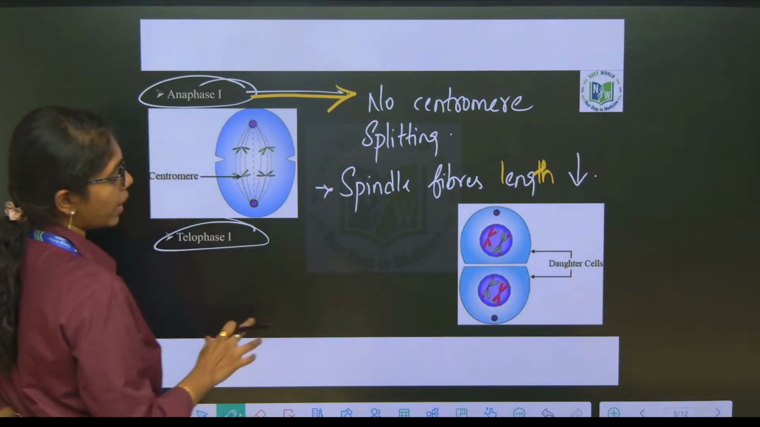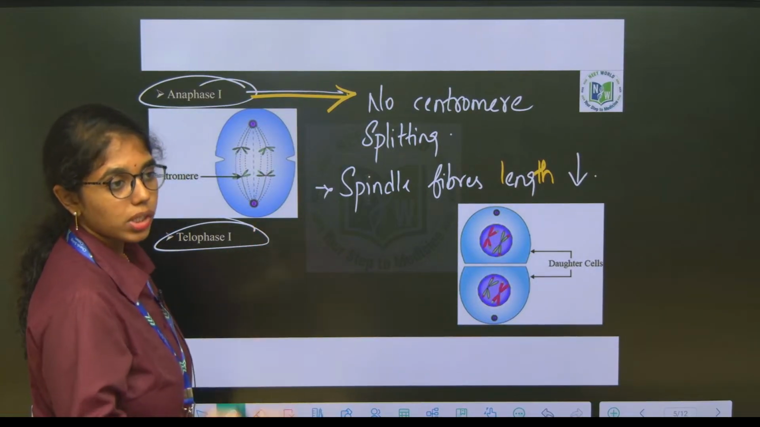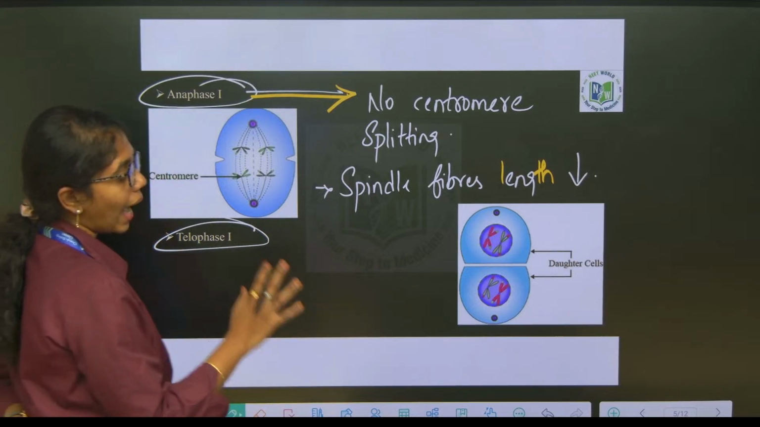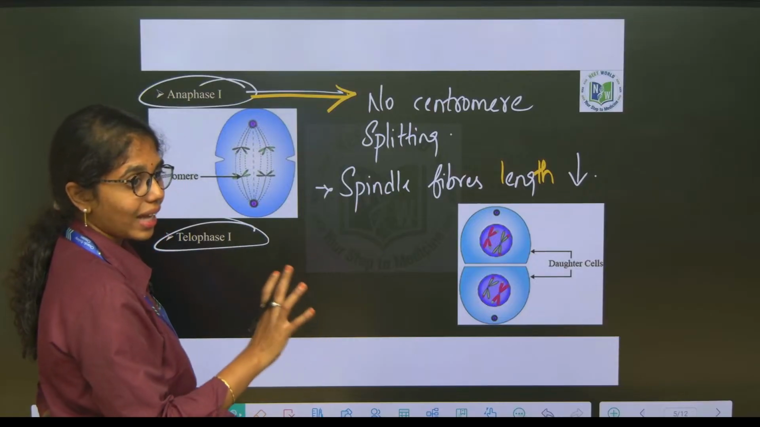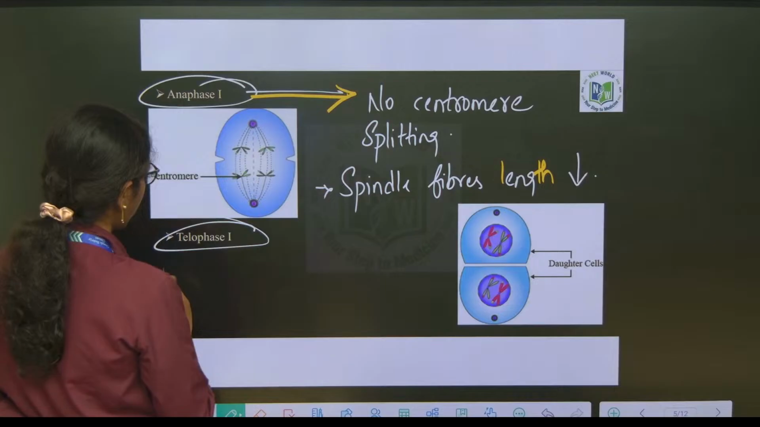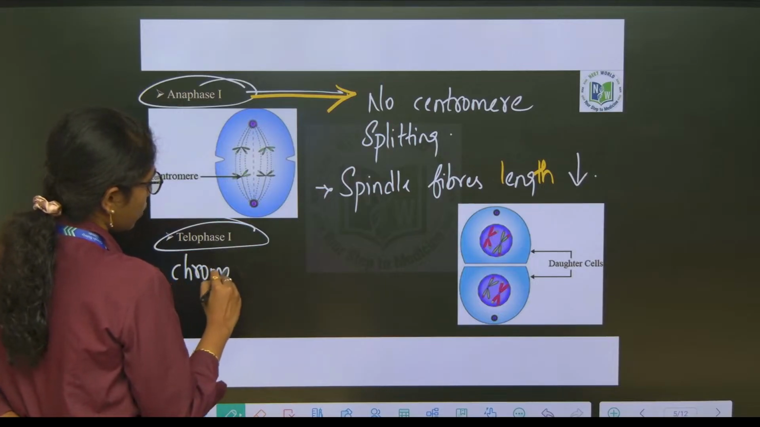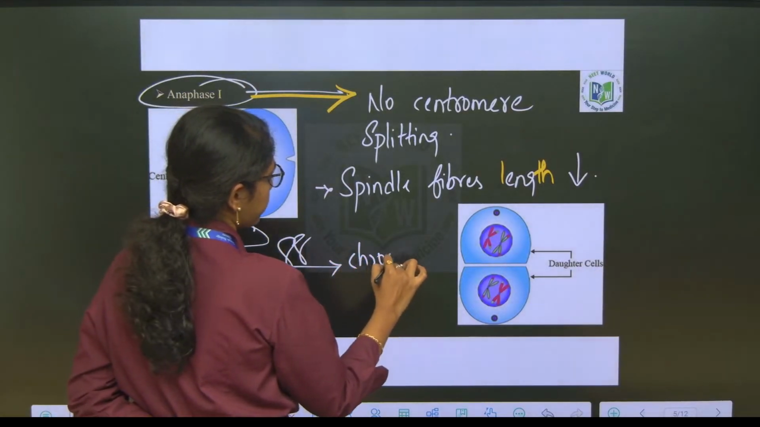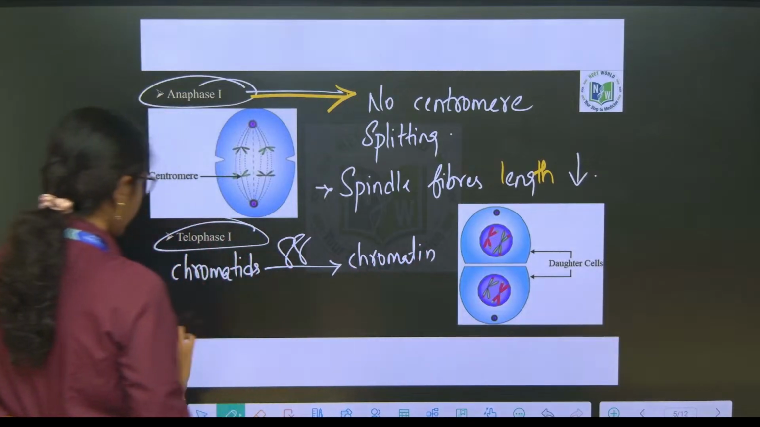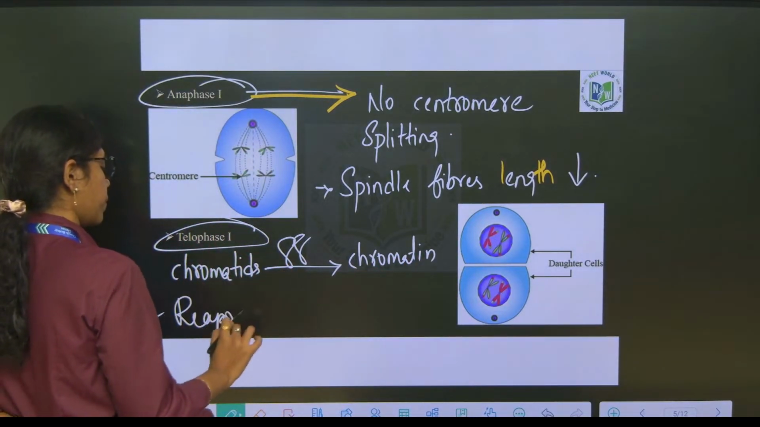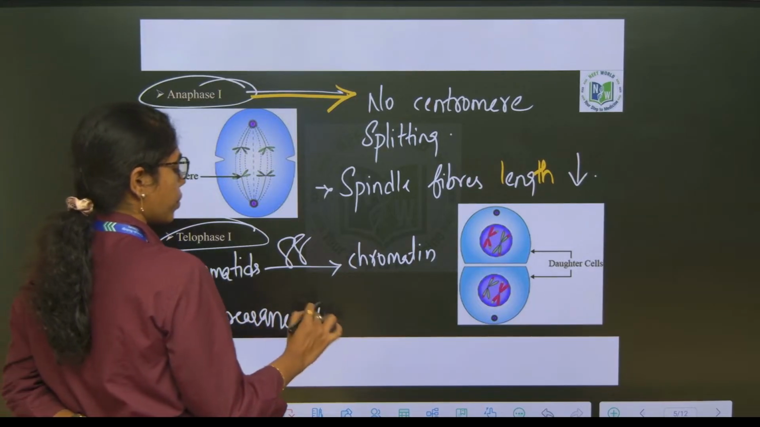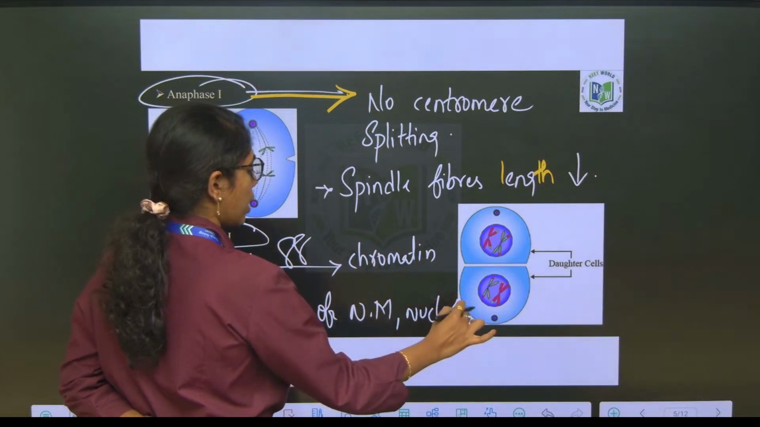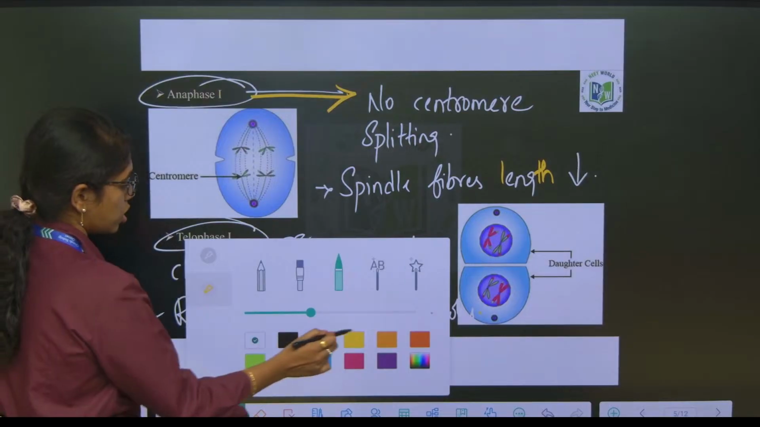And next, here you see telophase 1. Telophase 1, wherein reappearance of nuclear membrane, nucleolus, endoplasmic reticulum and Golgi bodies, and as such 2 daughter cells will be formed, and chromatids get tangled again to chromatin. So here again chromatids get tangled to chromatin and reappearance of nuclear membrane, nucleolus, endoplasmic reticulum and Golgi bodies.